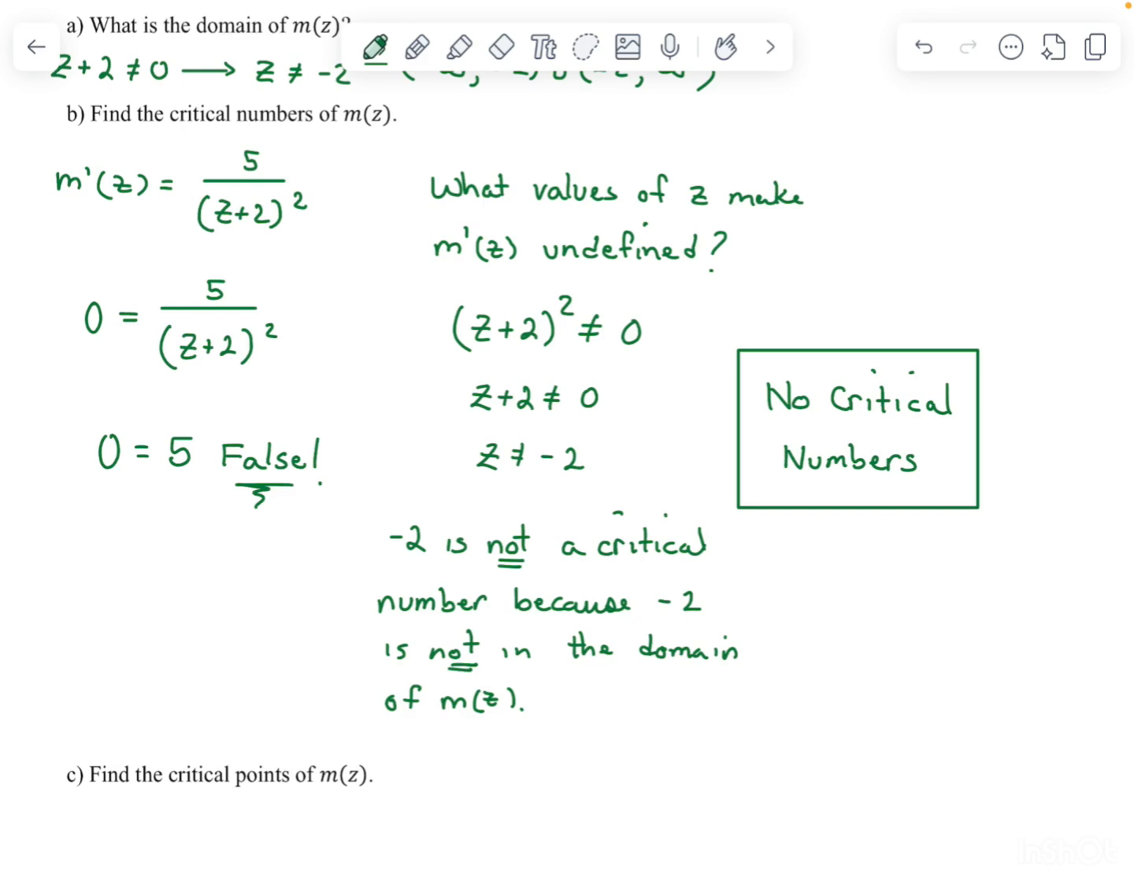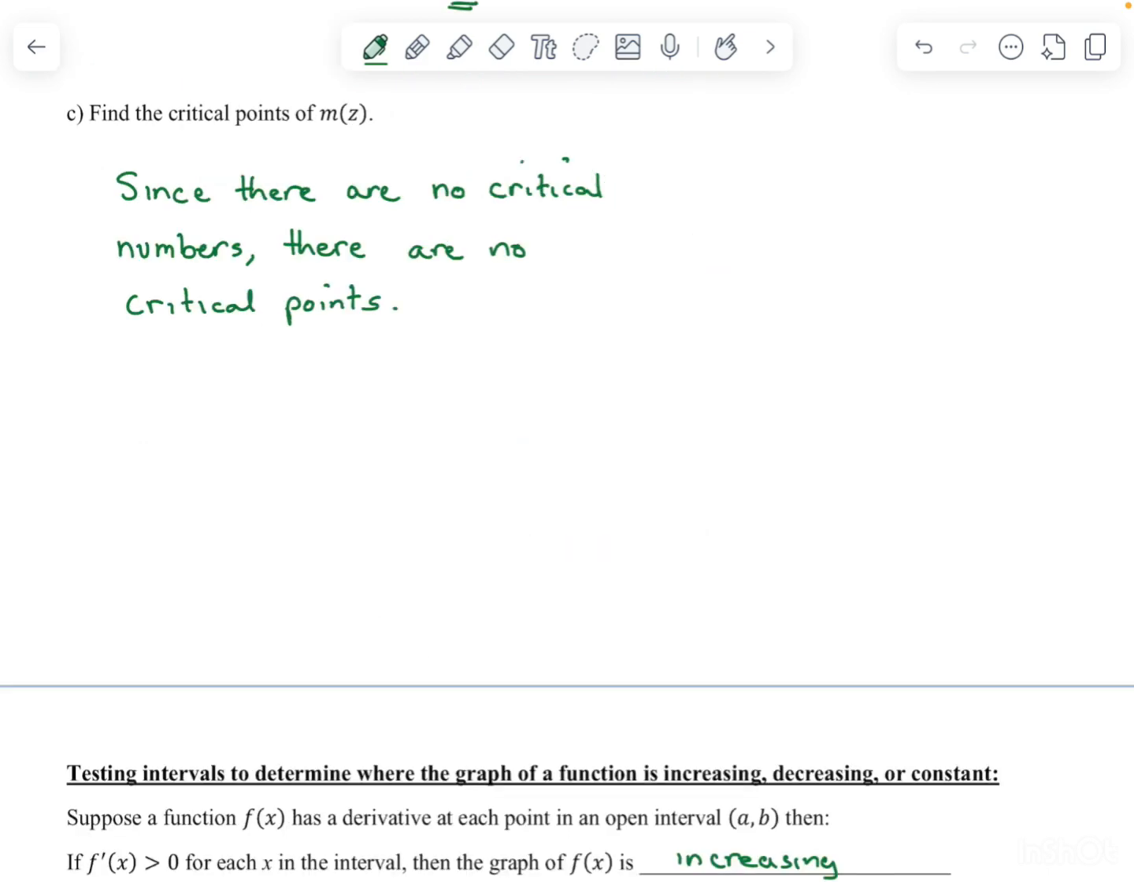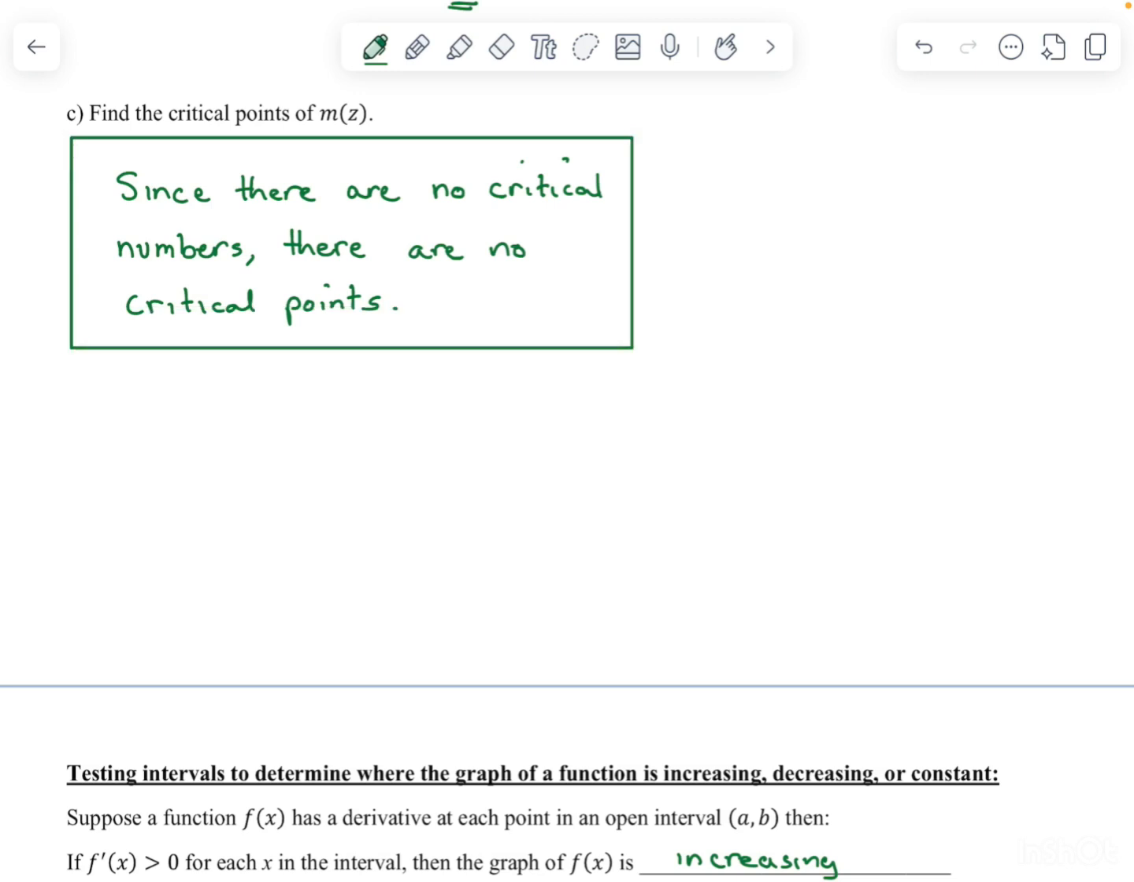Now to find the critical points. This one's pretty straightforward because since there are no critical numbers, there are going to be no critical points. And we are done.